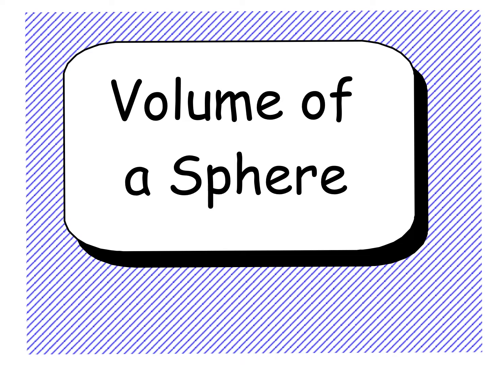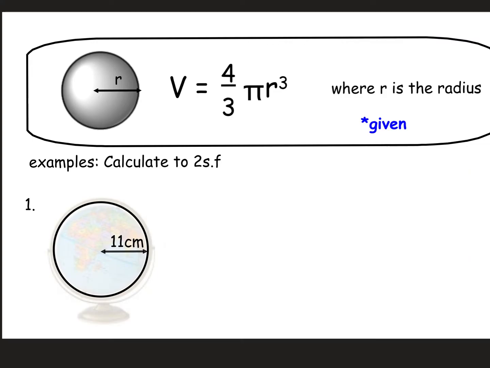Okay, in this video we are going to calculate the volume of a sphere. Now a sphere is like a circular object like a football or a globe. The formula of a sphere is given to you in the exam. This is it here. It is 4/3 pi r cubed.